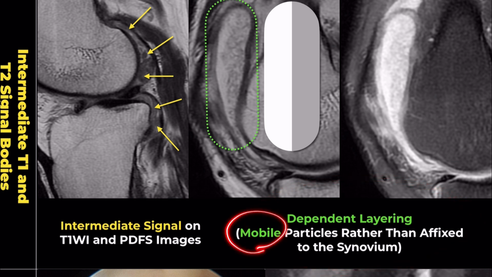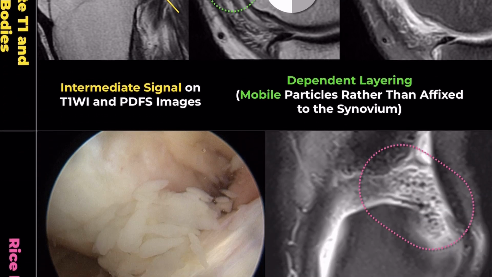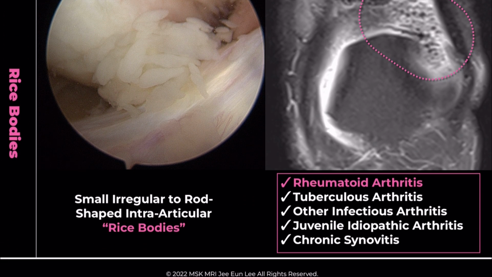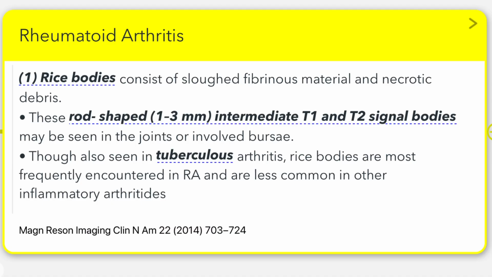While rice bodies are indeed a feature commonly associated with rheumatoid arthritis, it's crucial to understand that they are not exclusive to rheumatoid arthritis. We also encounter these structures in other conditions such as tuberculous arthritis, various infectious arthritides, juvenile idiopathic arthritis, and chronic synovitis.